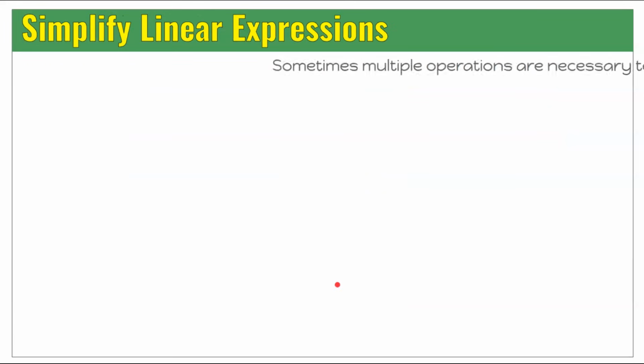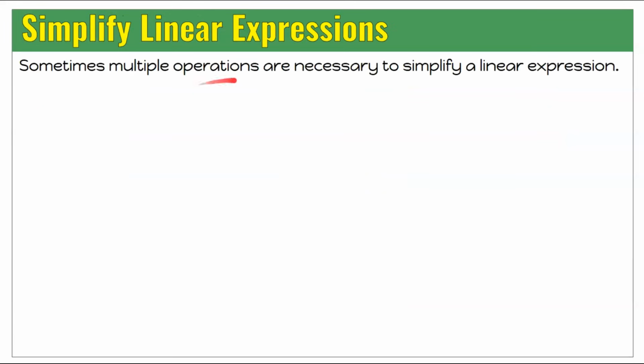Let's simplify expressions. Sometimes multiple operations are necessary to simplify a linear expression. So we're going to simplify this algebraic expression, -3 multiplied by the quantity x plus 4, plus 9x. And this is a linear expression, remember, because the exponents of the variables are all 1, that invisible 1.